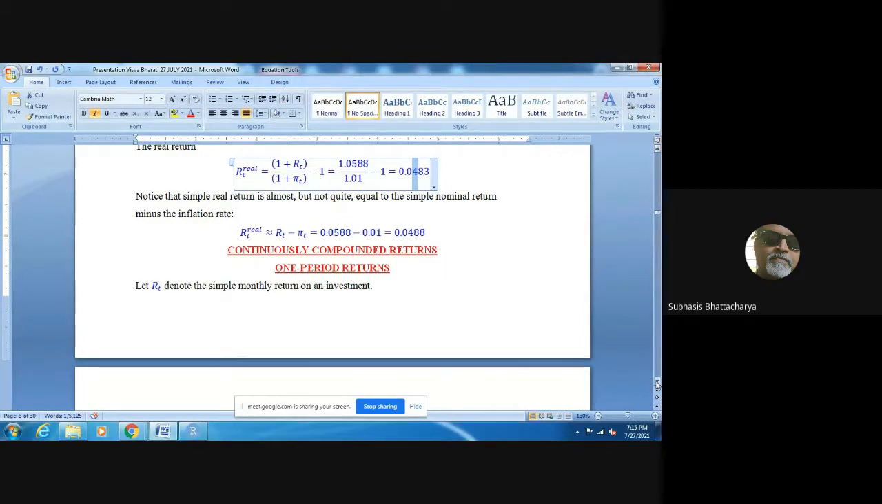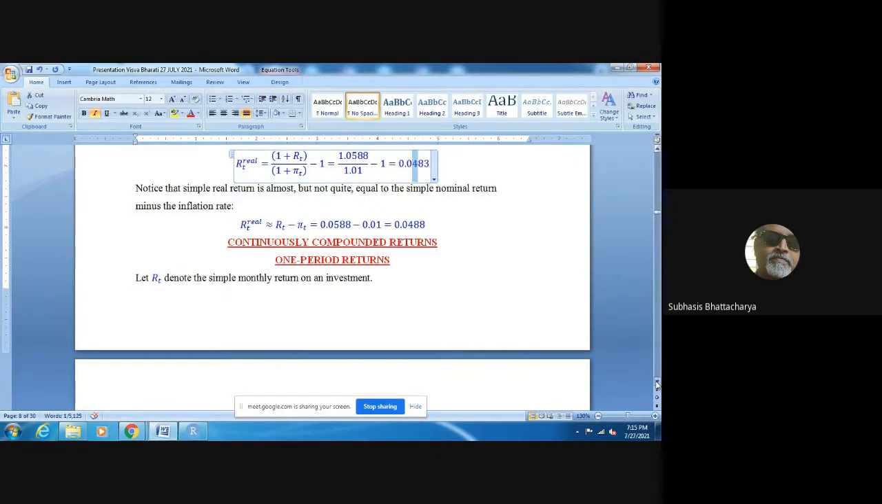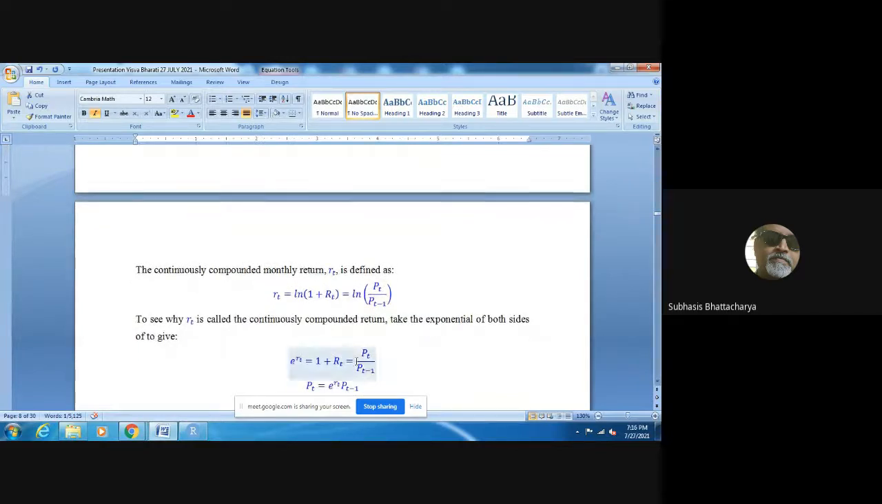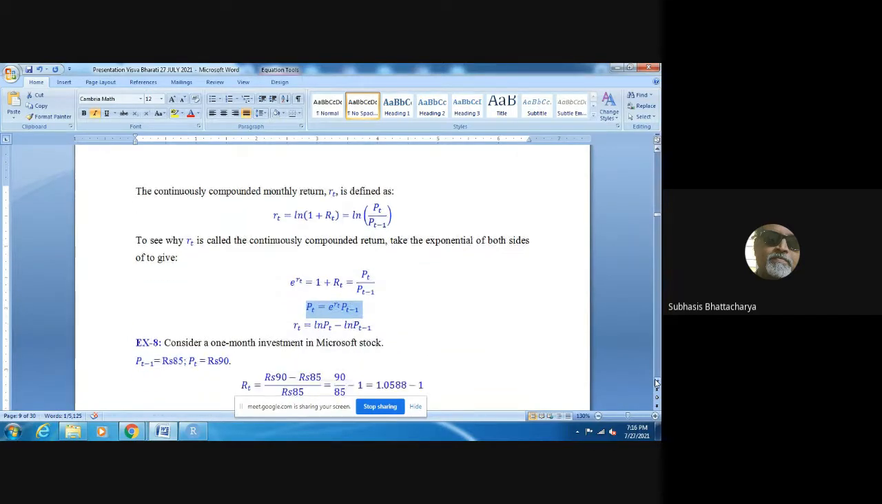In the case of continuous compounding, things are similar. When things are continuously compounded, we can write 1 plus Rt is e to the power rt. So we may write rt is equal to log of 1 plus Rt, and what is 1 plus Rt? That is Pt by Pt minus 1, so it is log of Pt by Pt minus 1. From this relation, this is an exponential relation, e to the power rt is 1 plus Rt, or Pt by Pt minus 1. Or you may write Pt is equal to this kind of relation, Pt is equal to e to the power rt if it is continuously compounded.